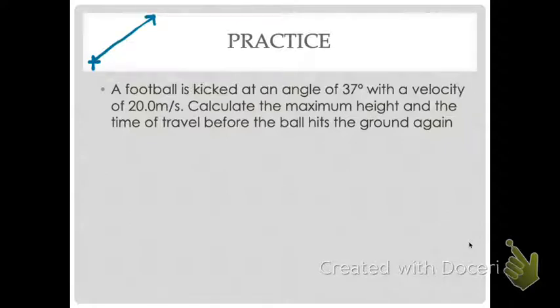Okay, 20 meters per second is the hypotenuse of our initial velocity. And 37 degrees was the initial launch angle. That object will continue to go through the air, and it will continue to fall.